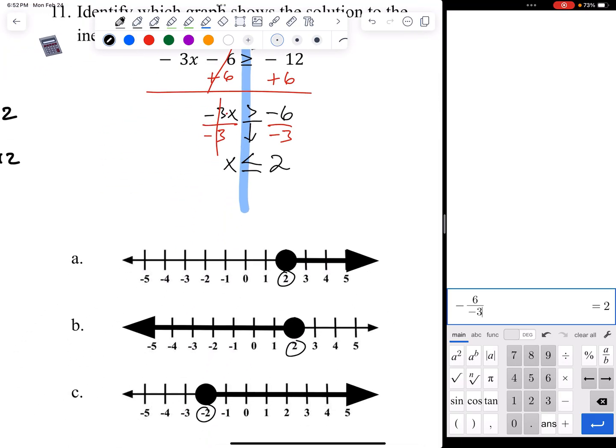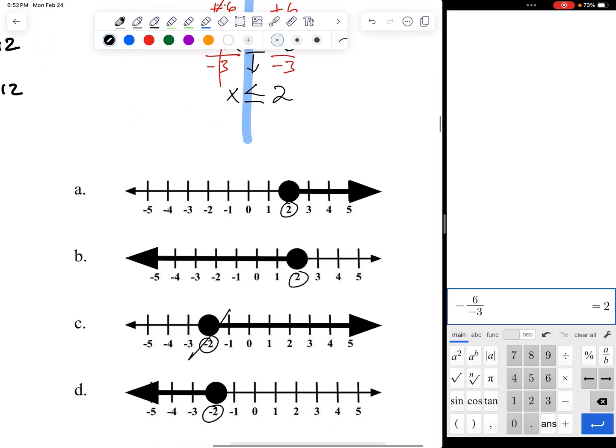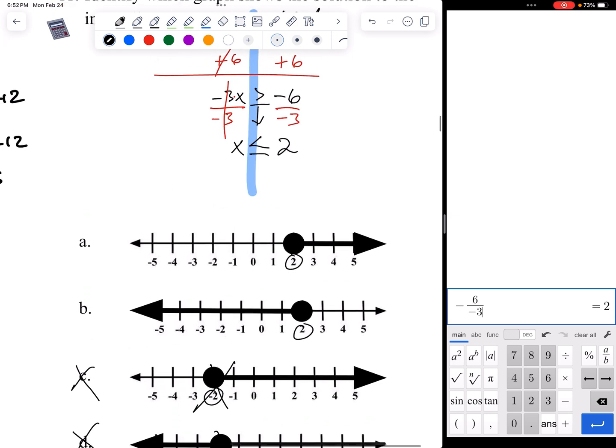So what's my answer? It has to be 2. So it can't be these negatives. So those are gone. What direction does it go? So here's the thing. If you forgot, and this is where this plays in perfectly, if you forget to flip, what direction would you have gone? You would have gone to the right because that was the original. So this is why I like to check 0.